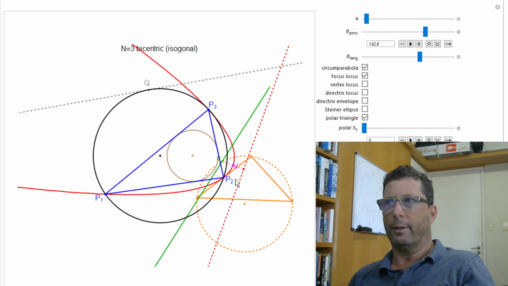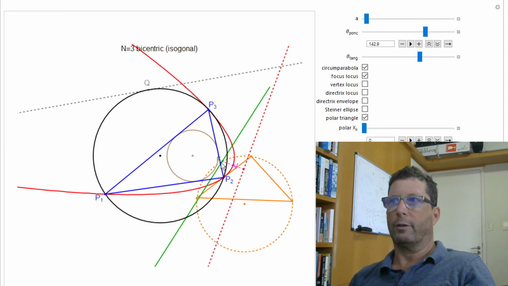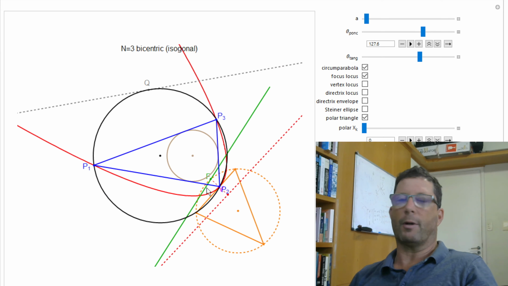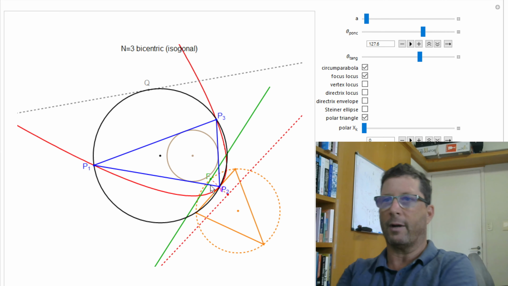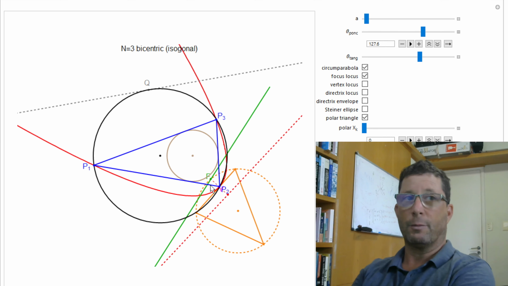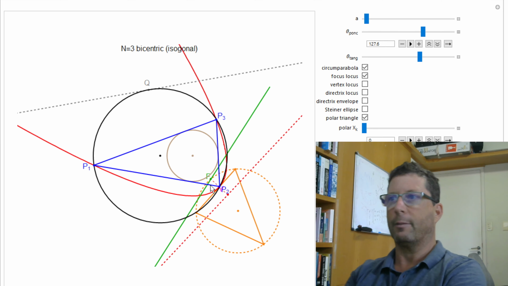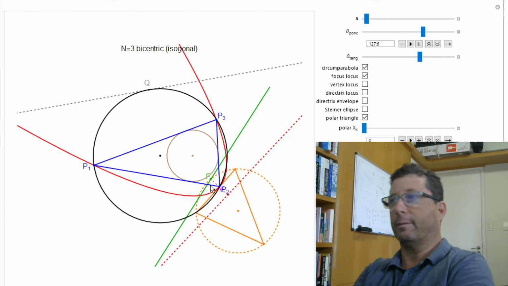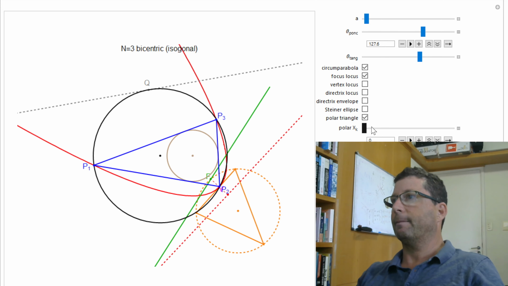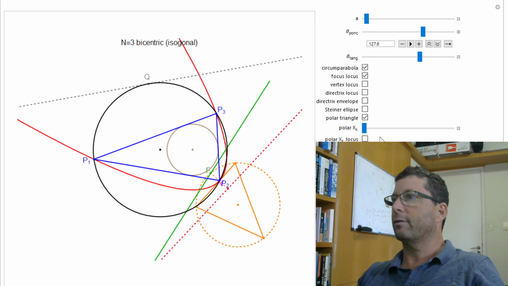A well-known property of the polar triangle is that its circumcircle contains a focus. So you can see that this is true. This has nothing to do with Poncelet, just a property of circumparabolas. And you can also think of the circumparabola to P1, P2, P3 as being the inscribed parabola to my polar triangle.